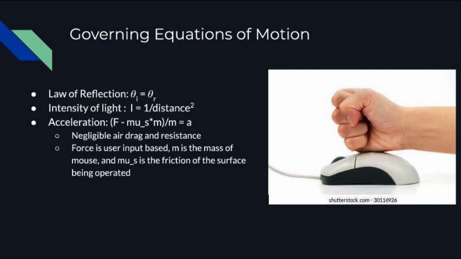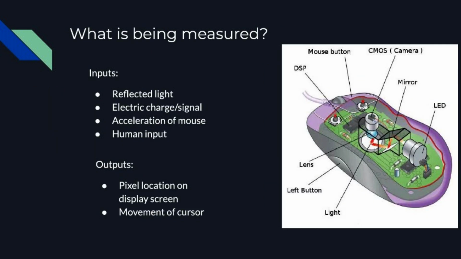Our governing equations of motion are law of reflection, intensity of light, and acceleration. For the acceleration equation, air and drag resistance are negligible. The force is user input based, m is the mass of the mouse, and mu_s is the friction of the surface being operated on. Our inputs are reflected light, electric charge/signal, acceleration of the mouse, and human input. Our outputs are pixel location on the screen and movement of the cursor.